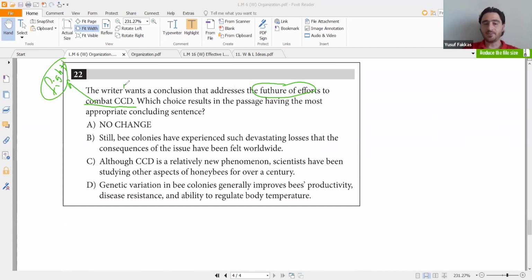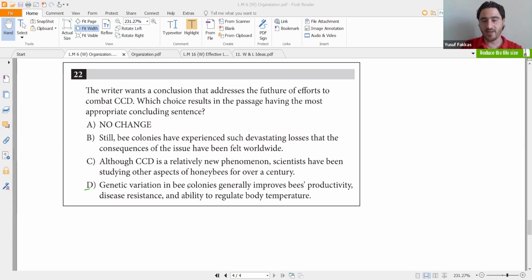So we have CCD, which is the colony collapse disorder. We talked about that before. It happens to honeybees. And we already said that honeybees are vanishing because of this. And now they're telling us, okay, we need a sentence that focuses on the future of efforts fighting this disease, right? Now let's start with D, okay?